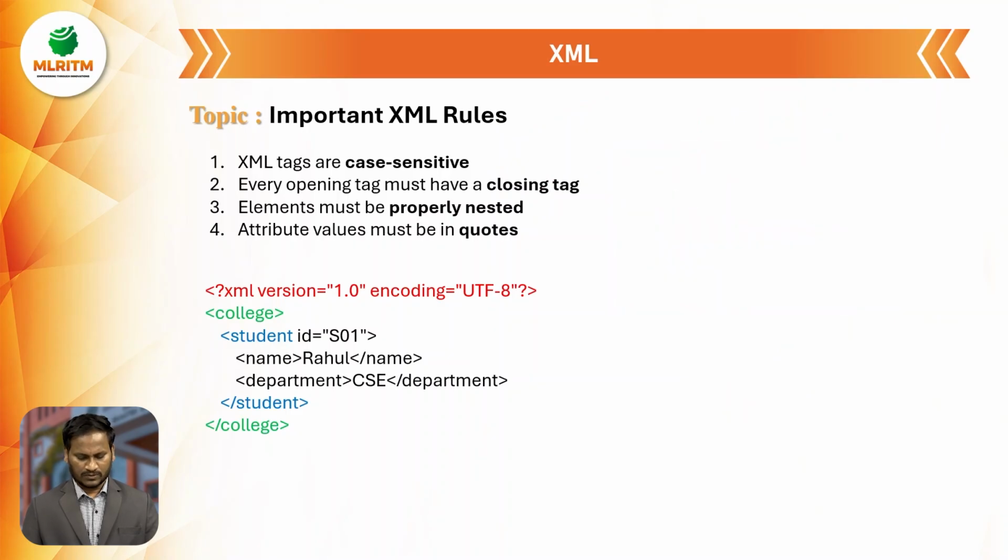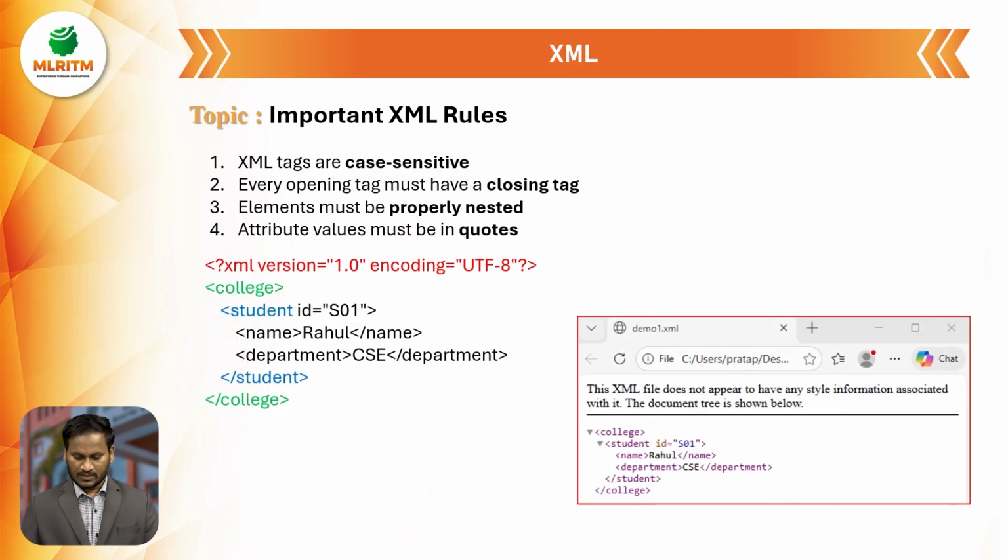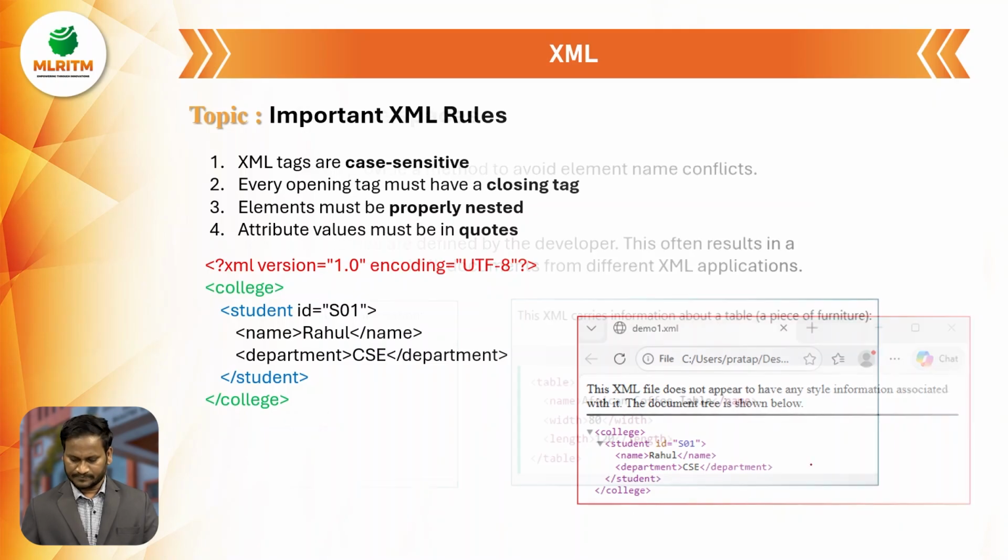So important rules. This is an example code. So are we going to write a code? Student college. This is the attribute. We have class college. So for the attribute we define student ID, student name, department. We close the tag. This is also a simple program to define XML. So one example output comes like this.